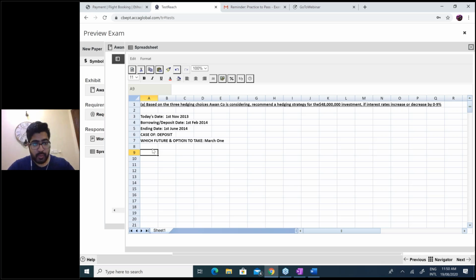Before starting any interest rate question, note these 5 things. Today's date: 1st November. When you plan to borrow or deposit: you will receive 48 million on 1st Feb and then deposit on 1st Feb. Till when? Until required on 1st June. Case of deposit or borrowing: deposit. And which future and option to take? You need to deposit on 1st Feb, so take March. Any questions on these 5 things? Then I will move forward.